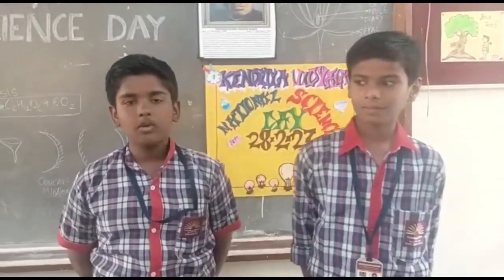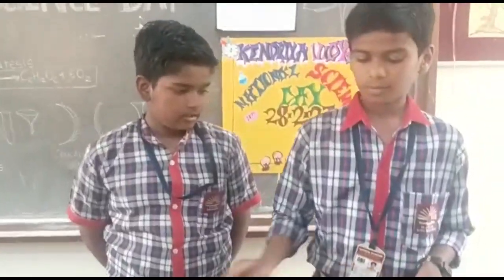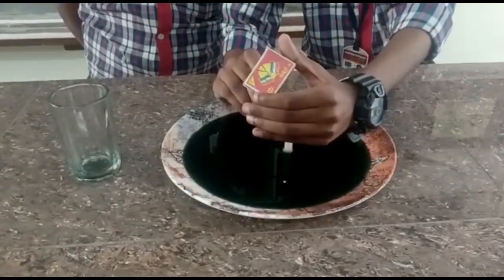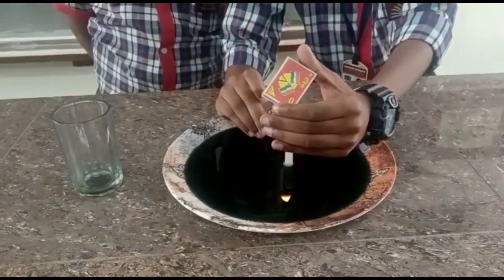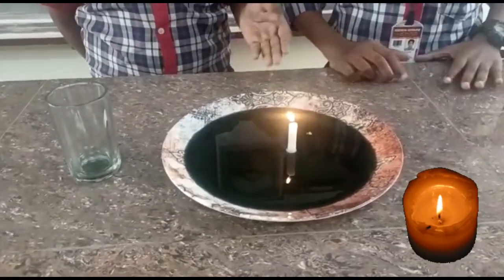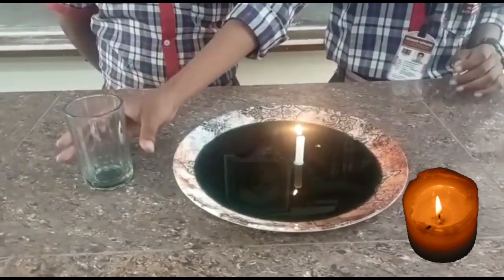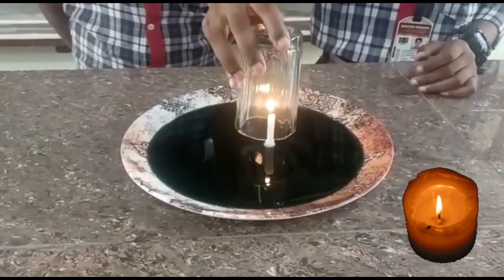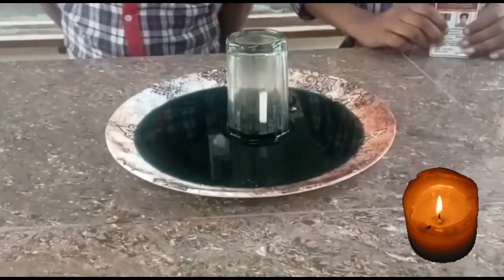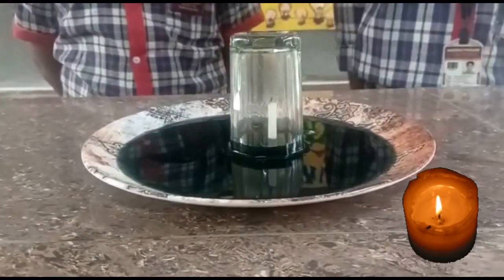Today my friend Alok Kumar and I do an activity which shows air supports burning. Procedure: take a burning candle. Secondly, place it on the plate. Thirdly, fill the plate with water. Then put a glass on the candle. After some time, the candle will extinguish. Water will rise up to 1/5 of the glass. Approximately 20% water will rise up. It shows air supports burning.